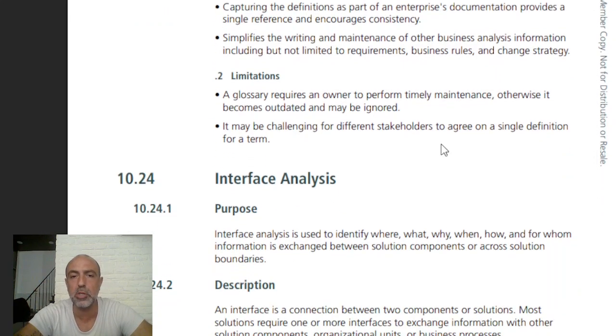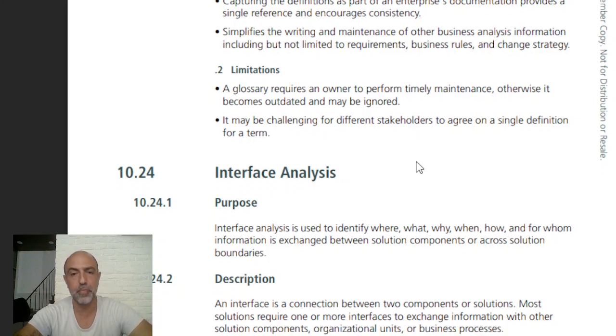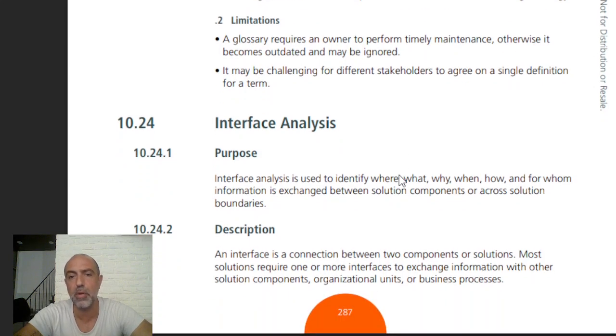And what are the limitations? A glossary requires an owner to perform timely maintenance, otherwise it becomes outdated or may be ignored. It may be challenging for different stakeholders to agree on a single definition of a term. Yeah, if you are genuinely the first in the industry, but ultimately I think everyone does their own thing, or we reference a lot more than we would like to give ourselves credit.